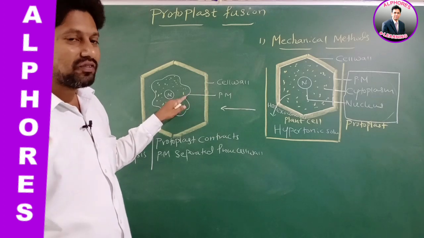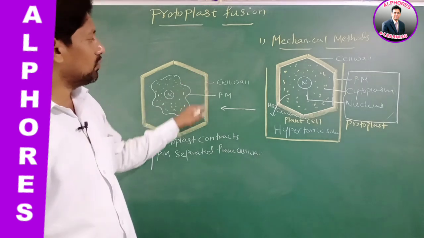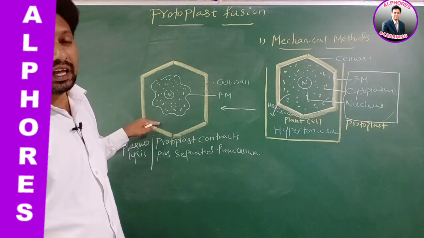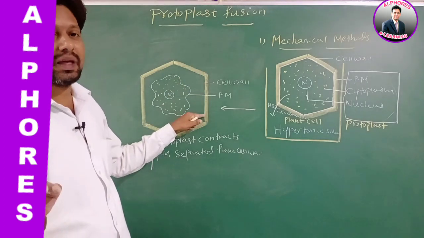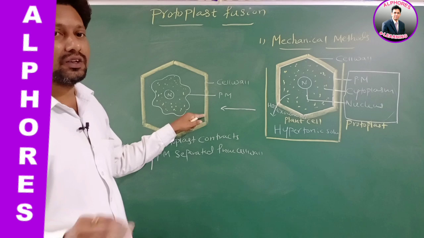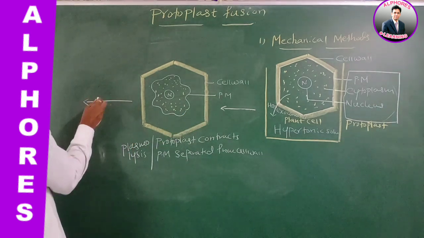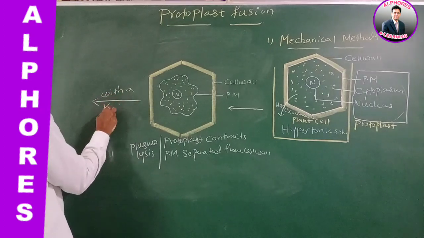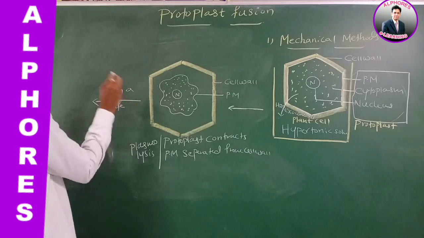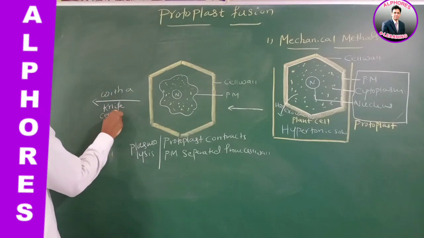With the help of a knife, now you remove the cell wall. With the help of a knife, we are removing the cell wall. This is the mechanical method that we are using to remove the cell wall. Therefore, with the help of what? With the help of a knife. What is removed? Cell wall removed.